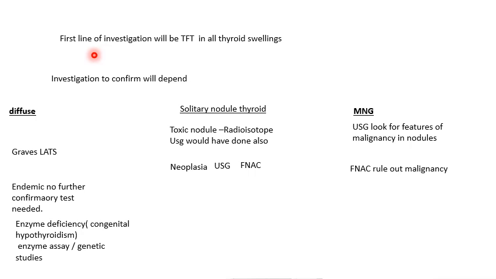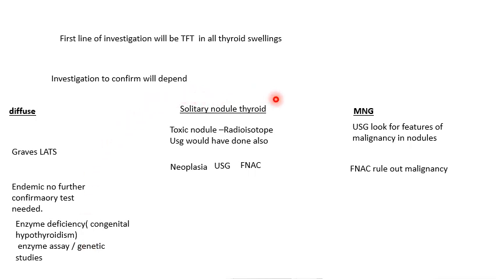Okay. So the first line of investigation will be thyroid function test in all thyroid swellings, I told you. Investigation to confirm will depend. If it is diffuse and the thyroid function test was high, you will do your antibodies. In endemic and diffuse, you will not do much, you will replace. If it is enzyme deficiency, you can go further with your enzyme assay or genetic studies.